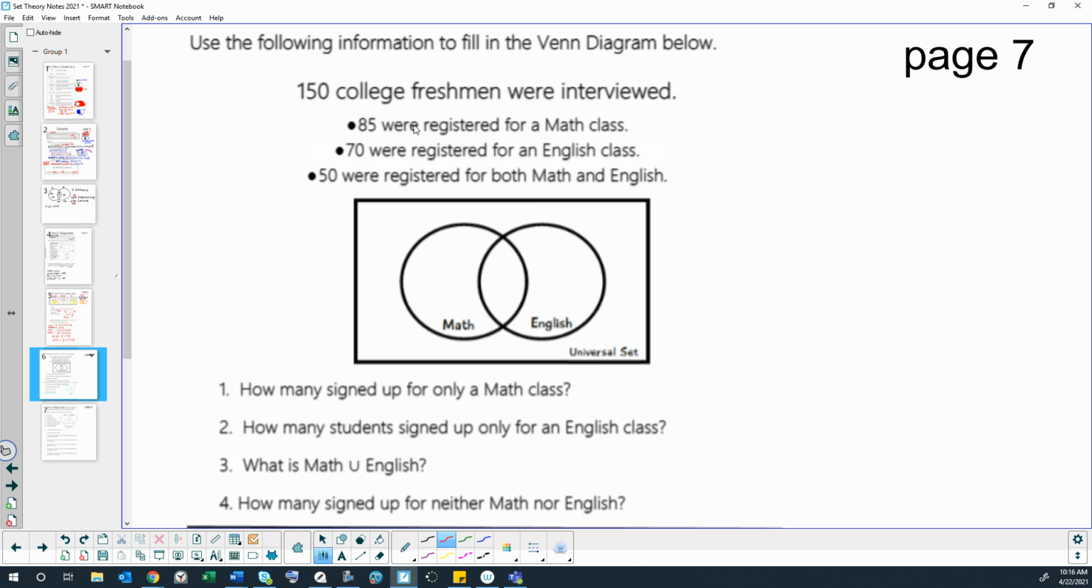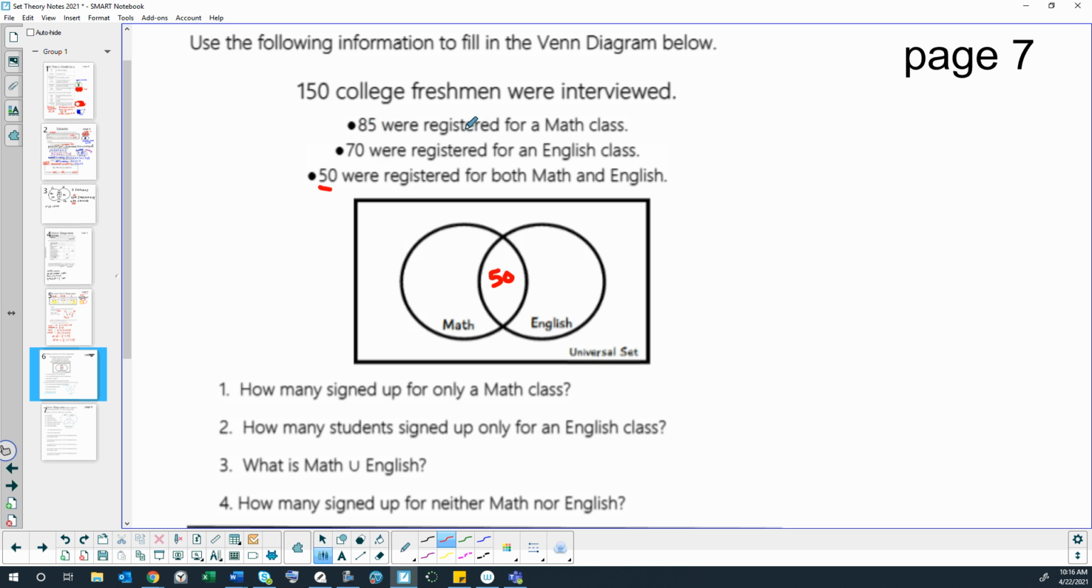because 85 registered for math, that's this entire circle. 70 registered for English, that's this entire circle. 50 were registered for both math and English, that's the number that goes here in the middle. See if I can get my pen to work properly. There it is. So 50 registered for both.